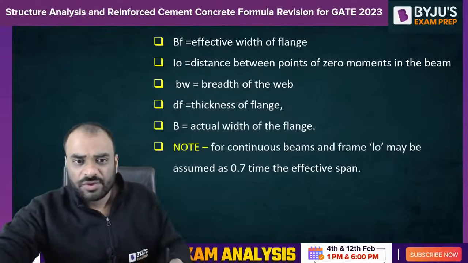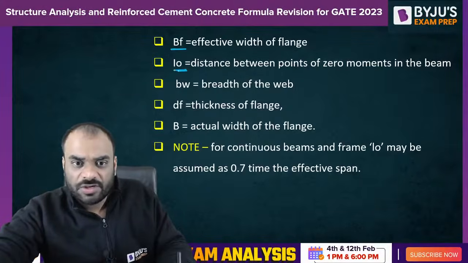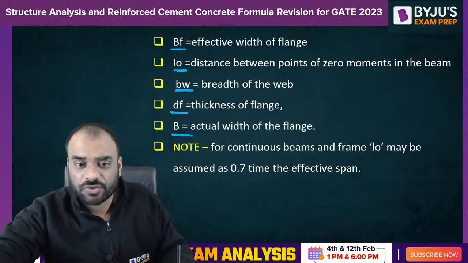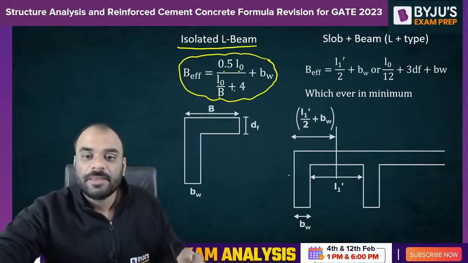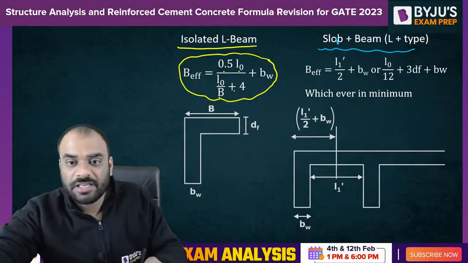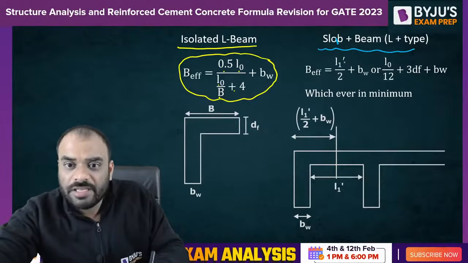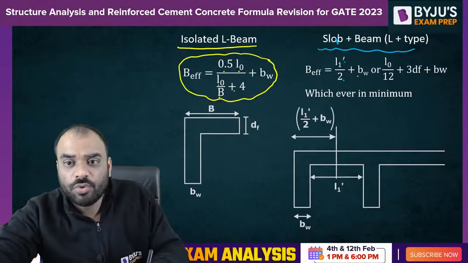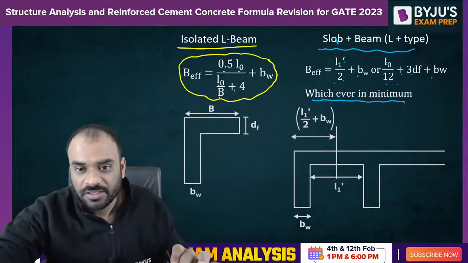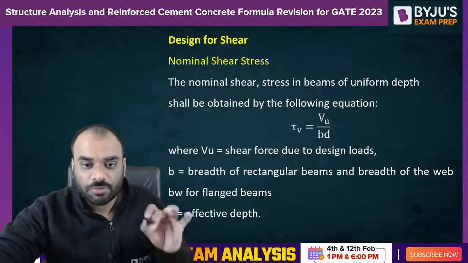So guys, this is already written over here: Bf is effective flange width, L0 is the distance between the zero points of bending moment, Bw is width of web, Df is thickness of flange, B is actual width. For continuous, L0 may be taken as 0.7 times L effective, right? Now guys, let us suppose you have a slab plus beam type which is basically L type. In that case, the formula will be L1 dash by 2 plus Bw, or L0 by 12 plus 3 times Df plus Bw. Now out of these two formulas, whichever is minimum, that will be our answer, right? Understood? Now any doubt up to this, guys, please let me know.